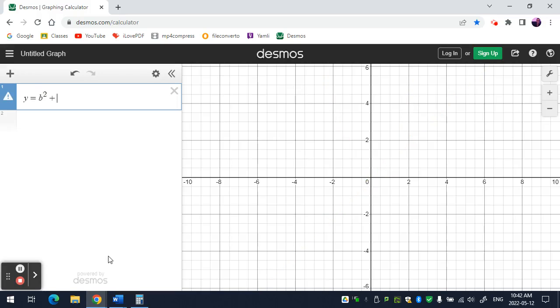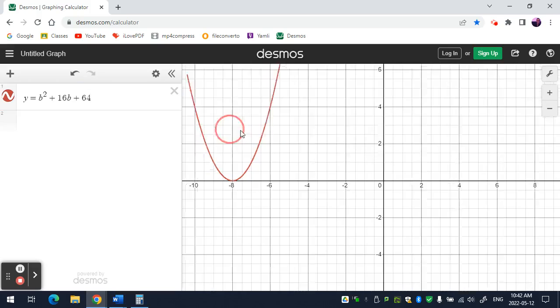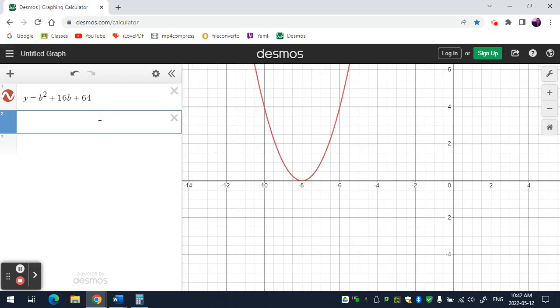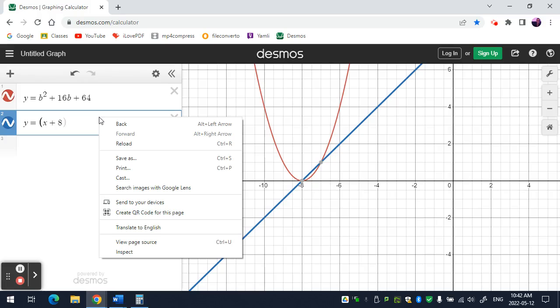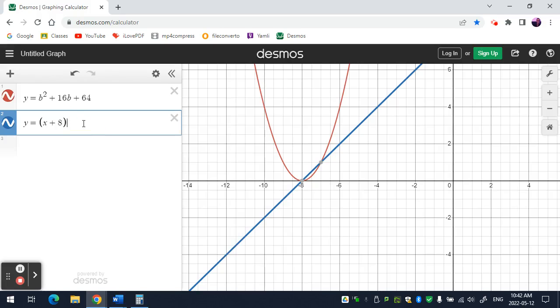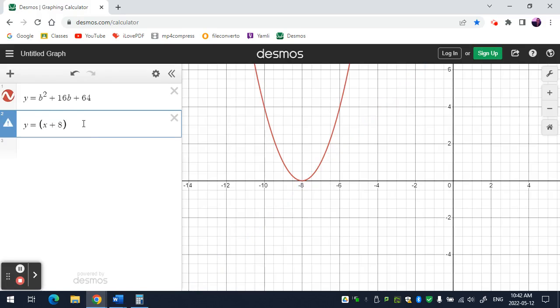Plus what? 16 B's plus what? 64. All right. My factored one was what? X plus 8. And then where's the square? Inside or outside? Sorry. Ready? To the power of 2. If I click 2, the new curve has to perfectly cover that one. 3, 2, 1, go. Yep, perfect.